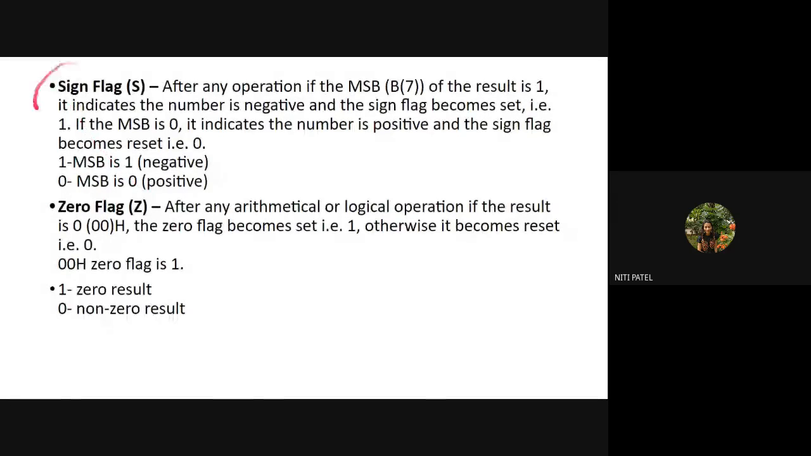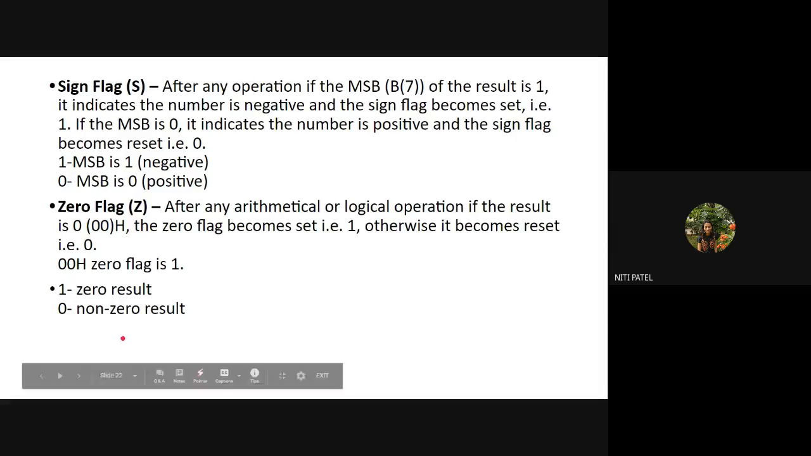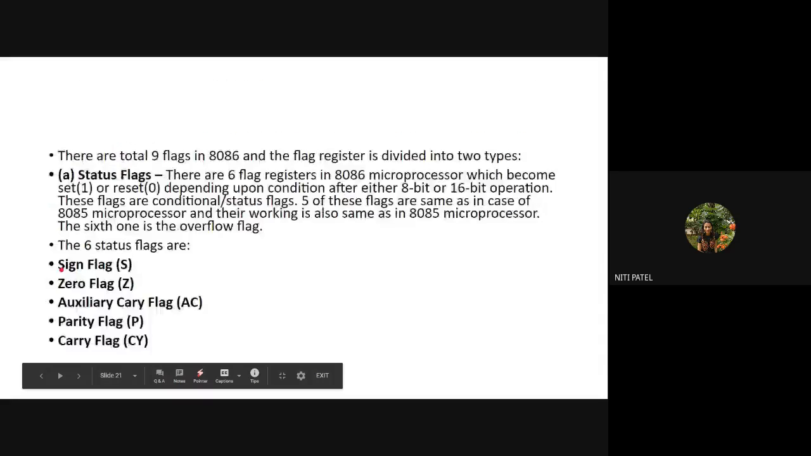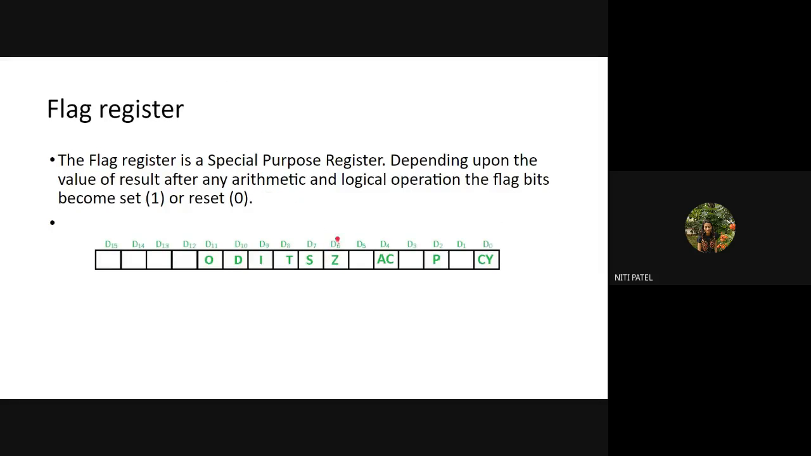Next is the zero flag. What is zero? After any arithmetic or logic operation, if the result is zero, that means 0 0, if everything in the result is 0, then what will happen? The zero flag will be set. Set means the value will be 1. Otherwise, it will be reset, that means it will be set to 0. So if the result is all 0, then 1 is set. If the result is non zero, non zero meaning even one bit is 1, then what will the value of that flag be? 0. Where am I setting this flag value? I am setting it on bit number D5.